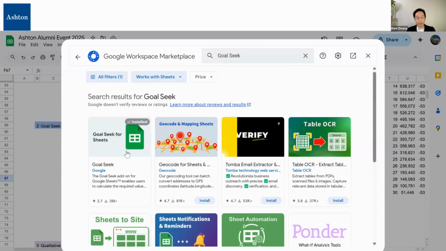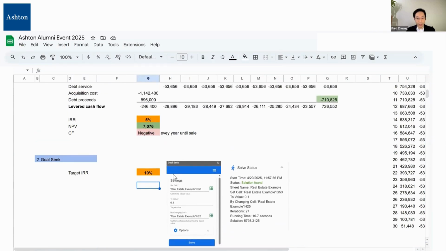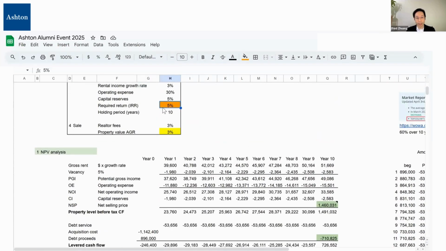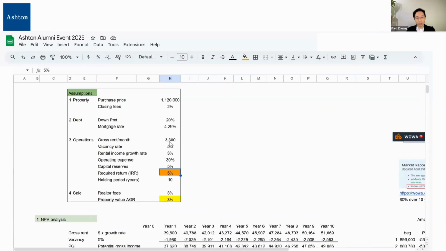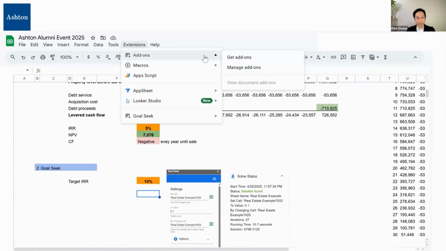And you can see the spreadsheet add-on. It doesn't really have good reviews. It only has 2.7 stars, and I don't know why people are not liking this, but I tried the function. It works great. So you can see how we set up the formula. The objective is if we want to make 10% annual return, what do we need the gross rent to be? So let's go ahead and use the function here.